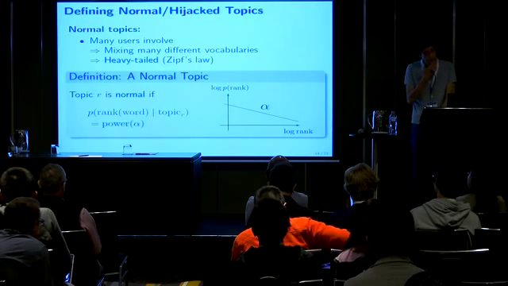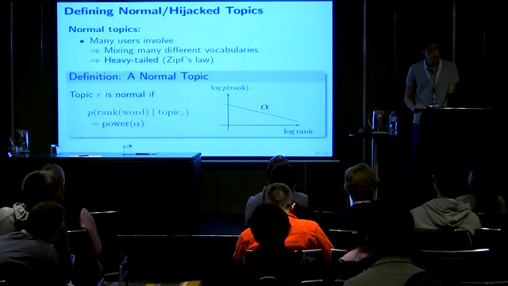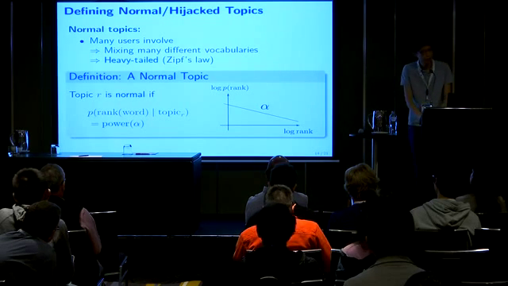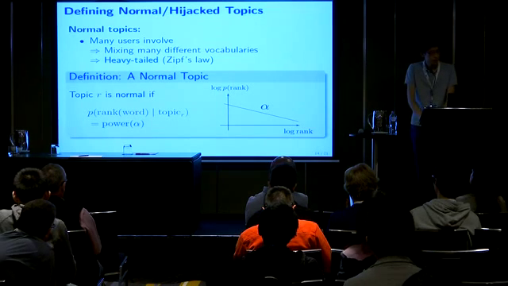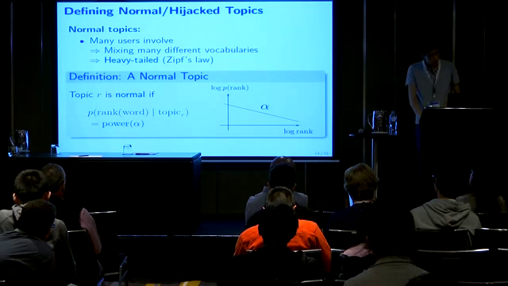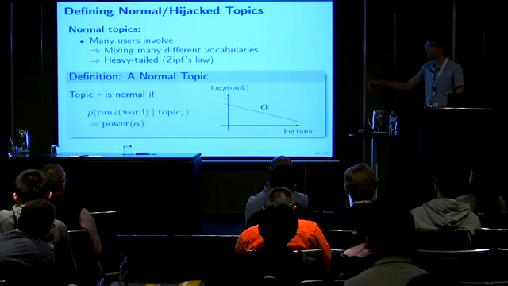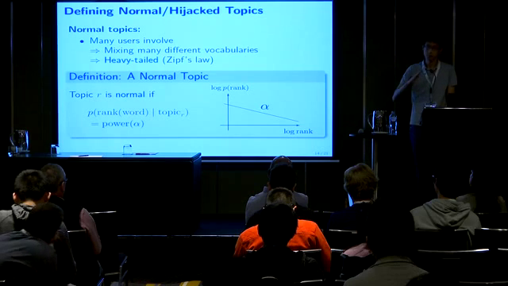Motivated by this intuition, we define a normal topic as follows. We say topic r is normal if its word distribution follows the power distribution. The power distribution can be written as a line in a log-log plot, and alpha determines the gradient.